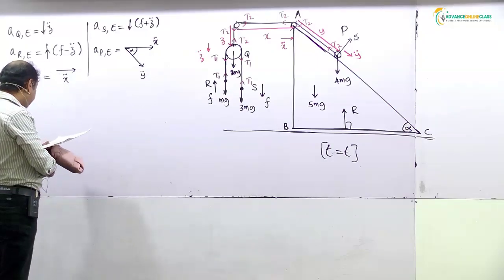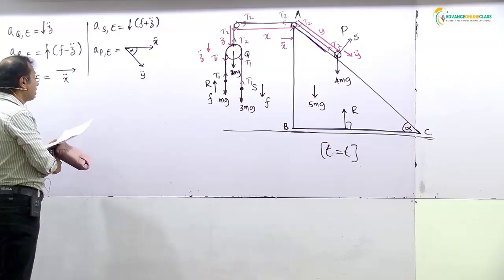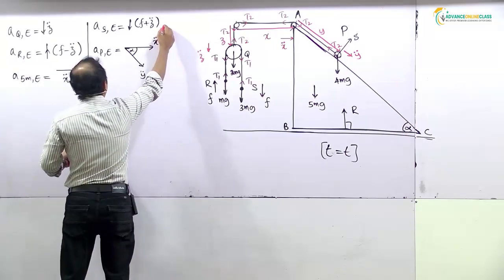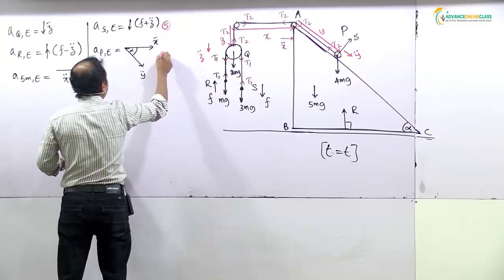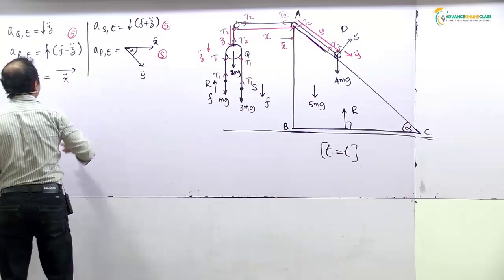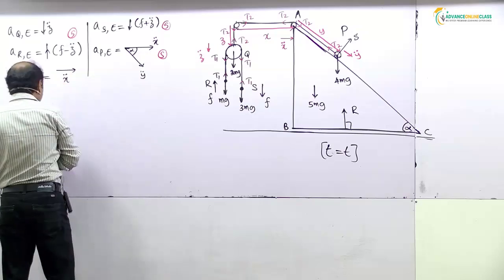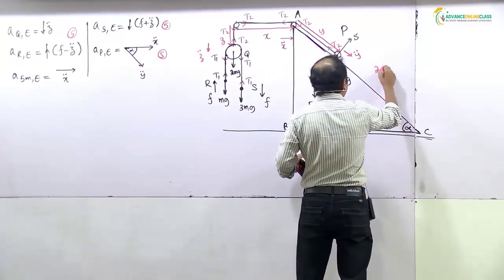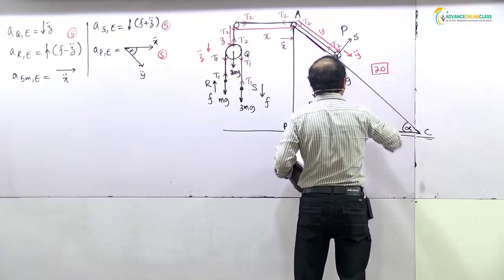Here, the marks come in this way. For these 5 marks, these 5 marks and these 5 marks. For the whole diagram, with all the accelerations and forces marked, 20 marks.